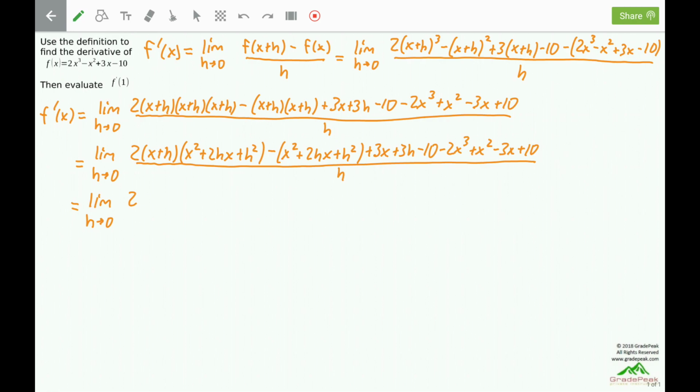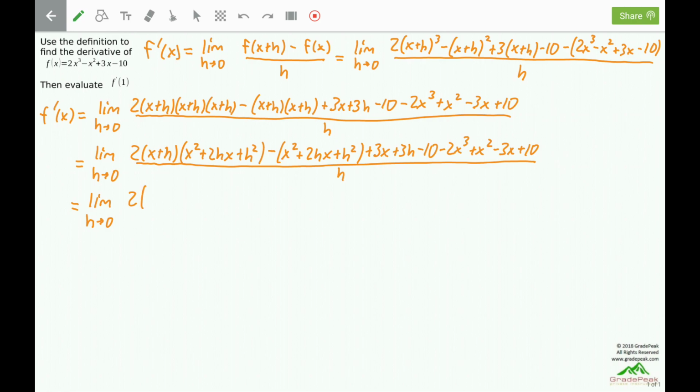Now when we FOIL out an x plus h times an x squared plus 2hx plus h squared, you're going to distribute the x first into each of those. So we have 2 terms, an x and an h, x plus h, multiplying 3 terms, x squared plus 2hx plus h squared. 2 terms times 3 terms gives us 6 terms. And we want to take them one at a time. So we're going to send the x through each of them first and then the h through each of them next. And that'll give us the 6 terms.